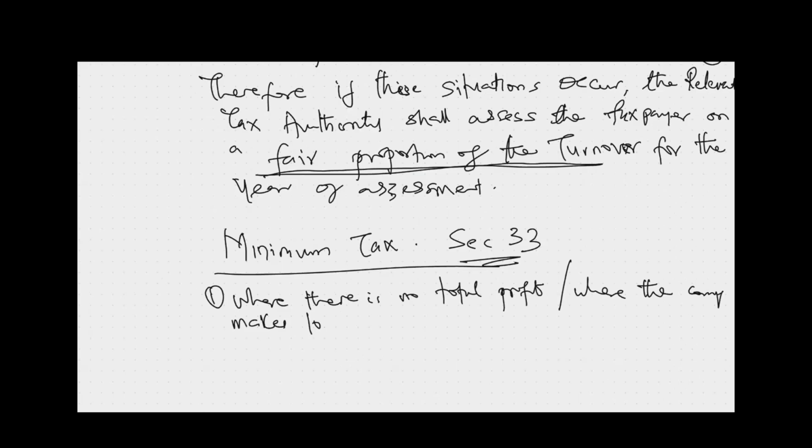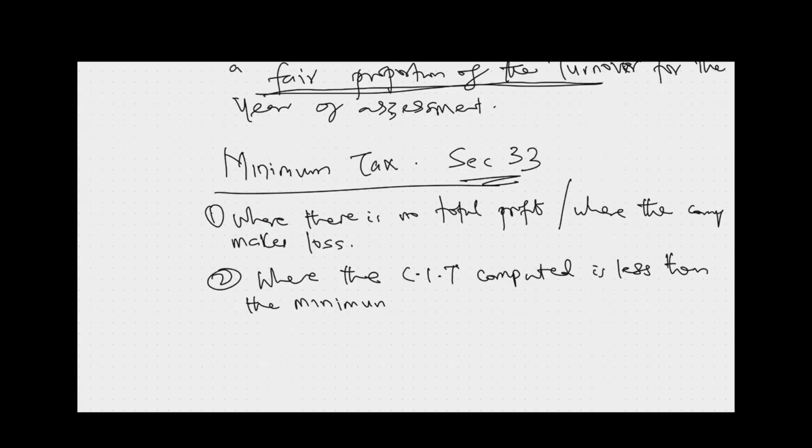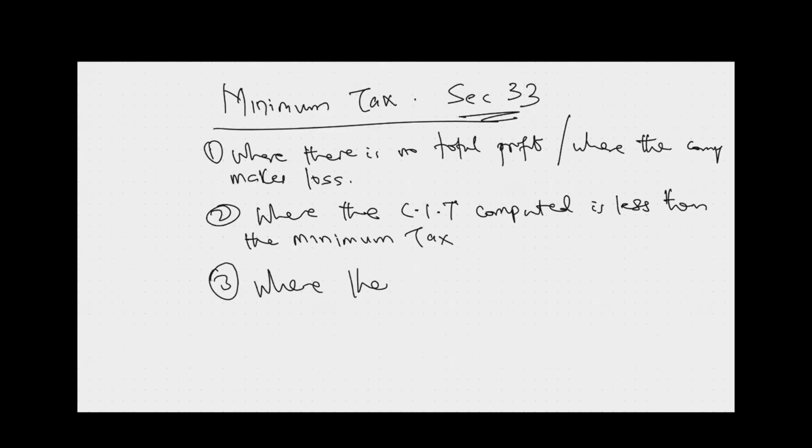Number two, where the company income tax computed is less than the minimum tax. Number three, where the profit of the company results into no tax paid.